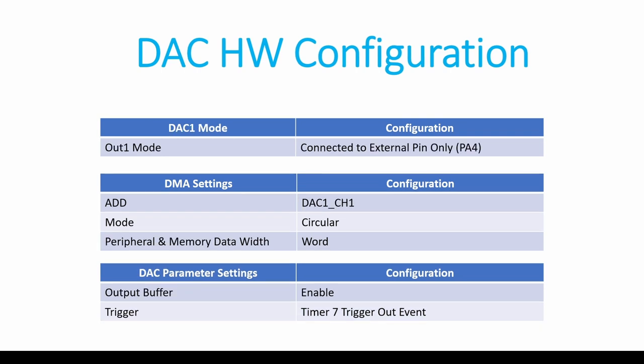Just like the ADC, the DAC must first be enabled and set as connected to external pin PA4. Next, the DAC must be added to DMA with the mode set to circular, and unlike the ADC, both the peripheral and memory data width must be set to word. Lastly, the output buffer should be enabled and the trigger set to timer 7 trigger out event.